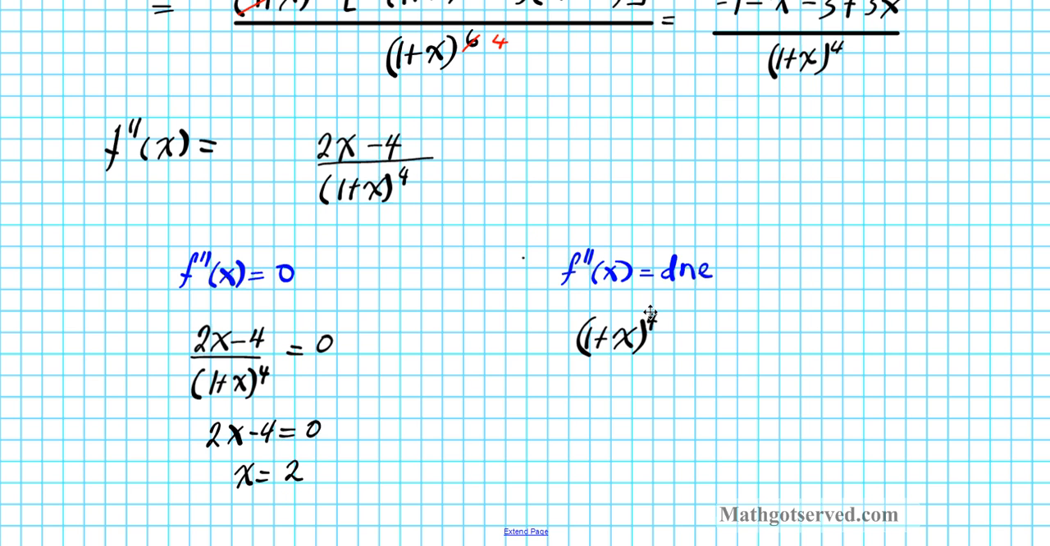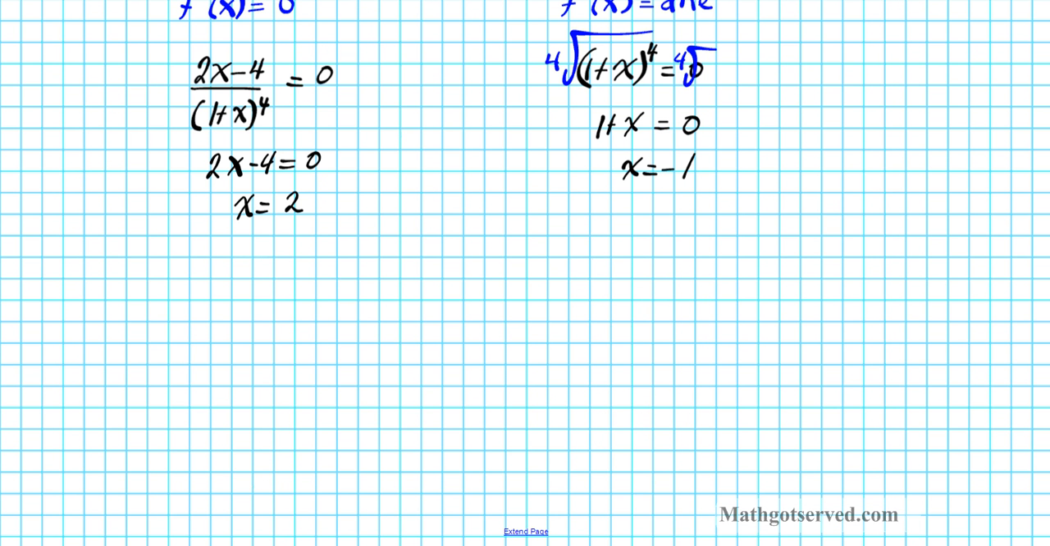All right. Raise both sides to the 4th root. So the 4th root of both sides. And then we're going to have 1 plus x equals 0, and x equals negative 1. All right. Okay, so what are we going to do now?